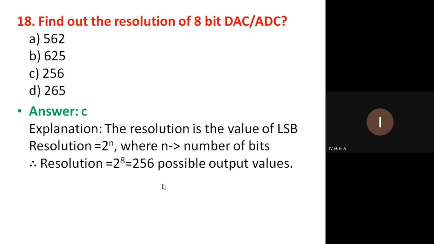Right. Next, question number 18. Find out the resolution of an 8-bit DAC circuit. Option A: 562, B: 625, C: 256, D: 265. So here n is equal to 8. Explanation: the resolution is the value of LSB, equal to 2 power n, where n is equal to the number of bits. So 2 power 8 is equal to 256 possible values. So answer is C.